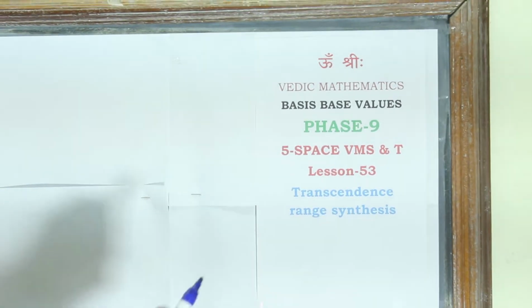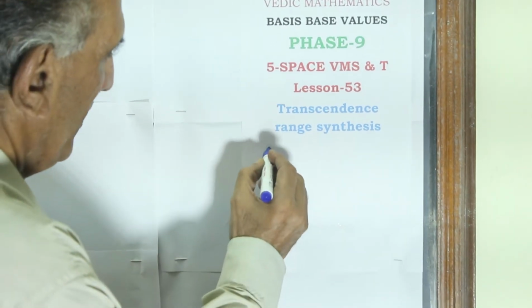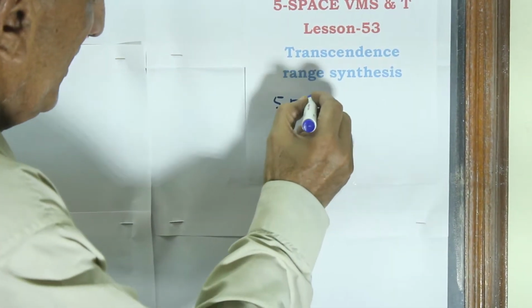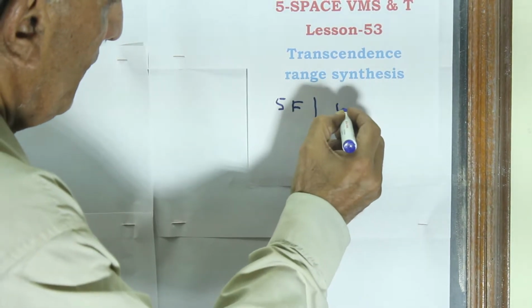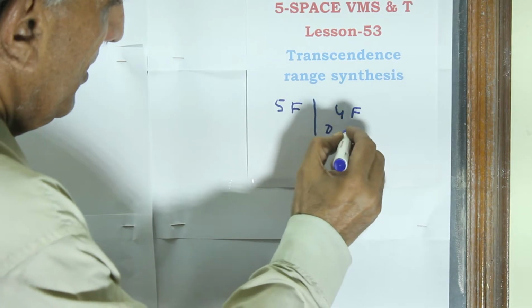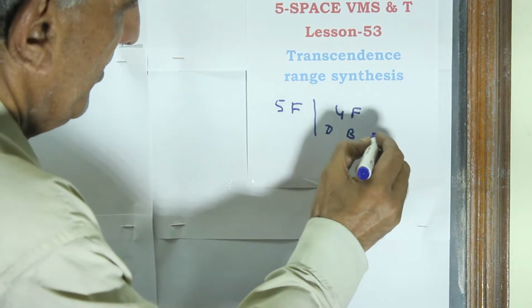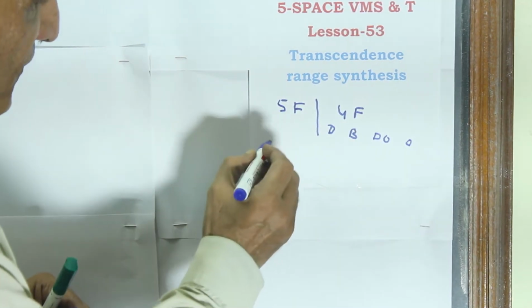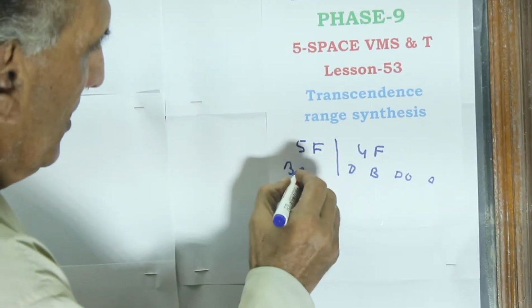The transcendence range is a five-fold range. We know the manifestation layers are four-fold ranges, and these are dimension fold, boundary fold, domain fold, and the origin fold. The fifth fold is the base fold.